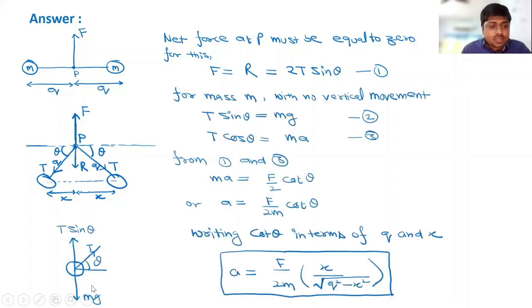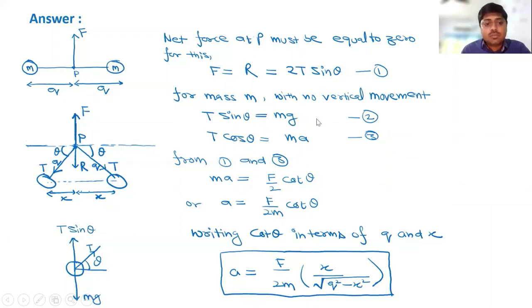Then we can see, because this is the tension, this is the string at an angle theta from the horizontal plane. Then there will be one component of this tension, T sin theta, acting in the vertical direction, and T cos theta acting along the horizontal direction. There is one force acting in the downward direction on this body, that is mg, because of the weight. So here we can say T sin theta is equal to mg.